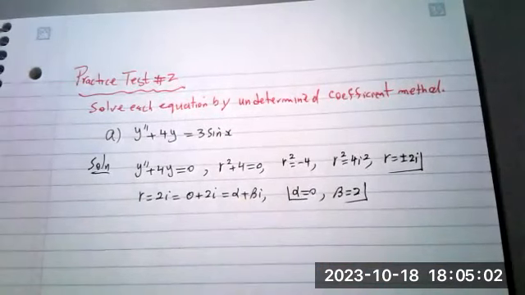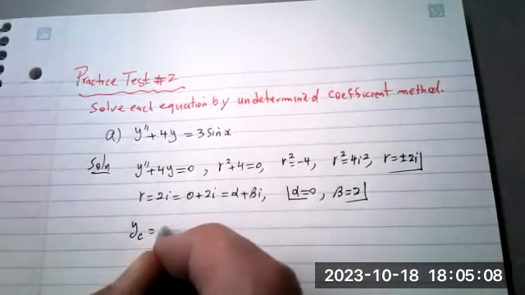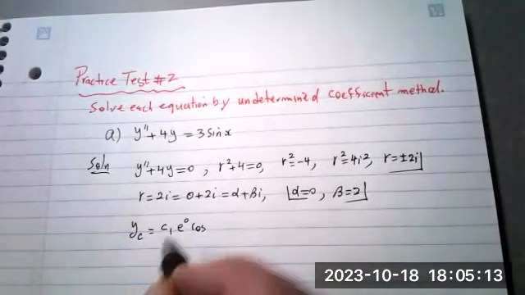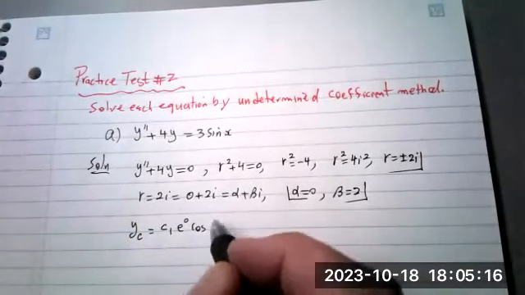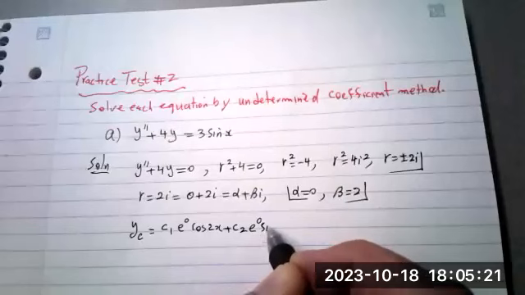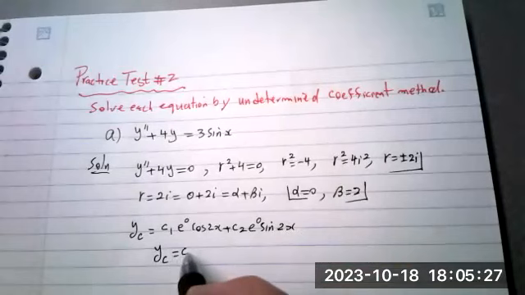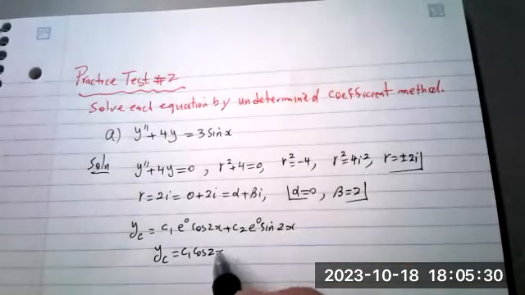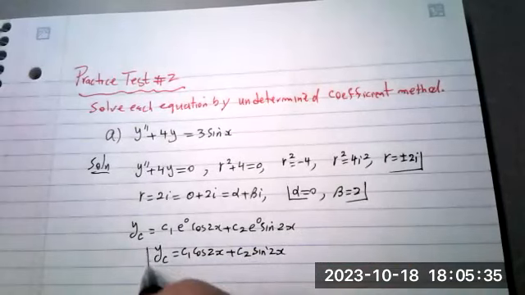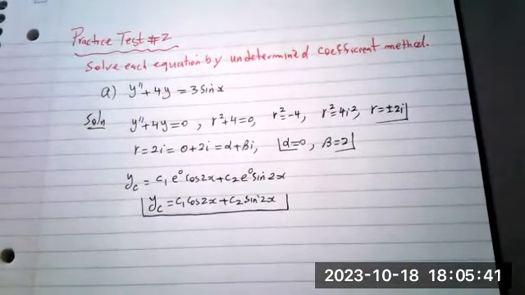So your solution is going to be a trigonometric one. Okay, so YC is going to be equal to C1 e to the 0 cosine of the 2x plus C2 e to the 0 sine of the 2x. Remember, e to the alpha x times cosine of beta x. So we put them together. YC is C1 cosine of 2x plus C2 sine of 2x. So this would be the solution to the homogeneous part. Straightforward one, nothing to worry about.